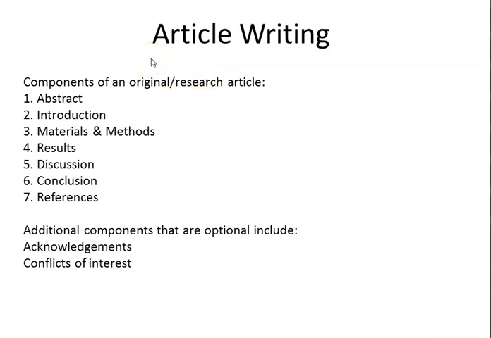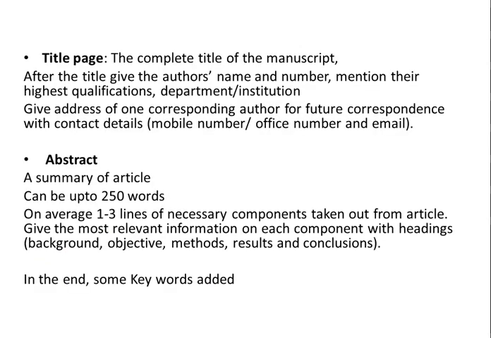Now I will discuss the method of article writing. The components that are included in an article or original research are abstract, introduction, materials and methods, results, discussion, conclusion, and references. Additional components can be acknowledgements, conflicts of interest, and recommendations also.